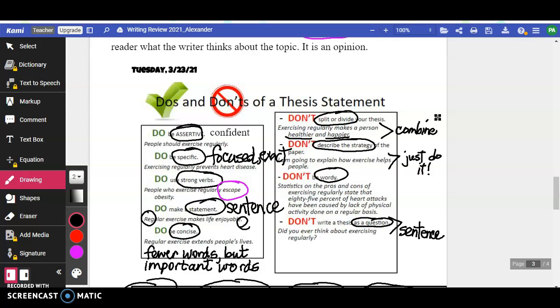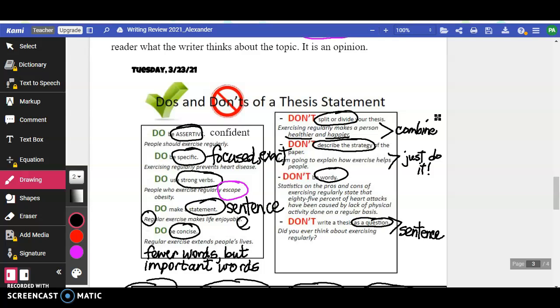Do make a statement. A thesis statement should always be written as a sentence, beginning with a capital letter and ending with a period. Also, a thesis statement is concise. Remember, it's one sentence. So use fewer words, but use your most important words. Now, things a thesis statement should not be.